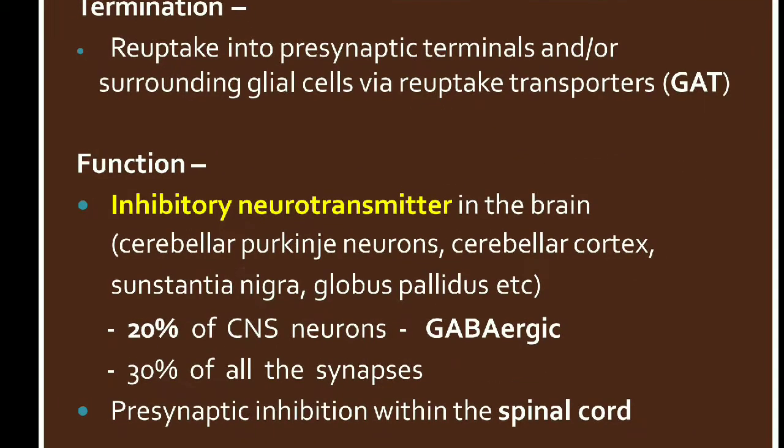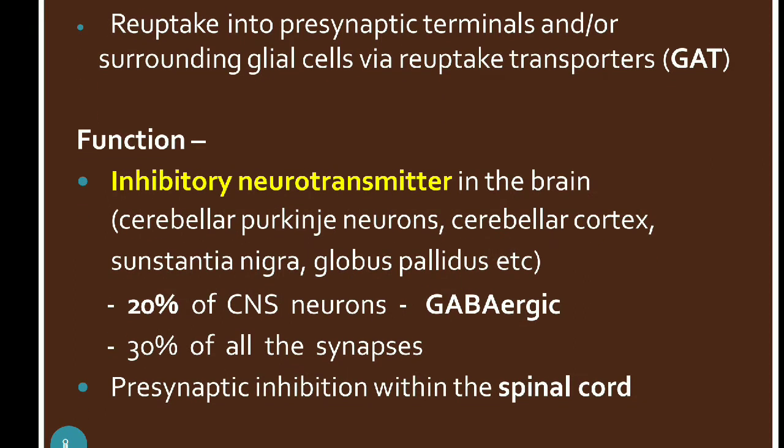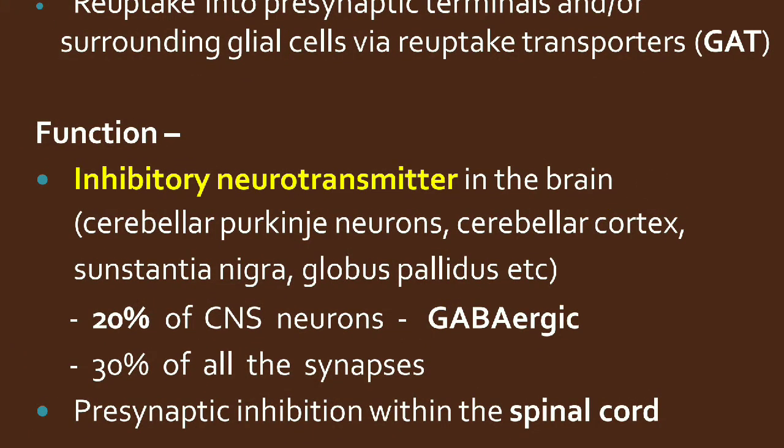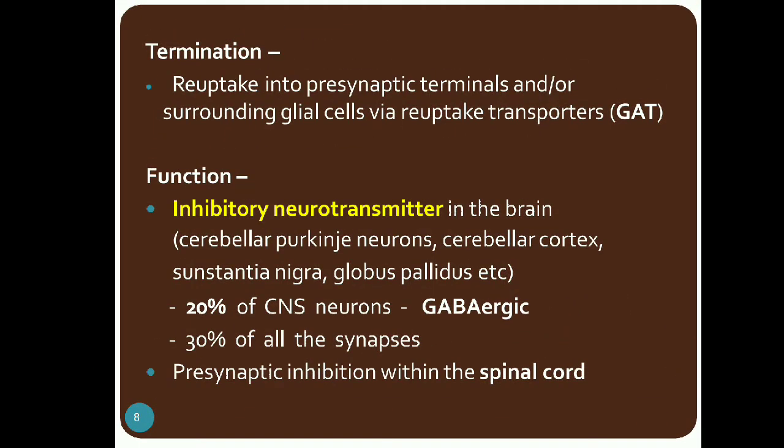When we talk about the terminal, GABA is reuptaken into the presynaptic terminal and surrounding glial cells via reuptake transporters. The function of this inhibitory transmitter in the brain: cerebral cortex, Purkinje neurons, cerebellar cortex, substantia nigra, globus pallidus, etc. About 20% of CNS neurons are GABAergic, with 30% of the synapses. There is presynaptic inhibition within the spinal cord.